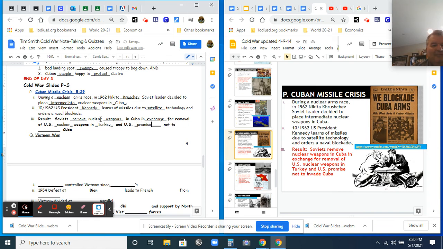And America promised not to invade Cuba. That they did publicly, and to stop trying to kill Castro. There had been various American attempts to assassinate Castro.